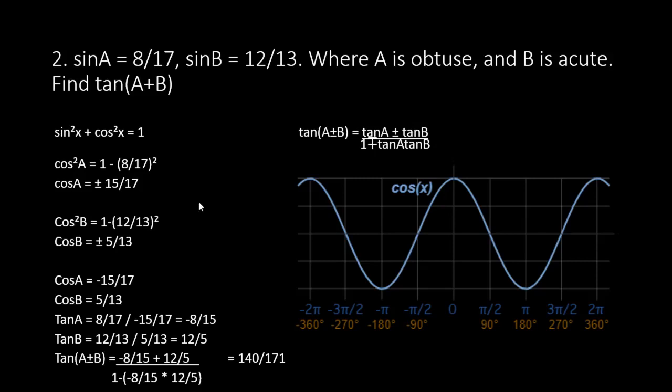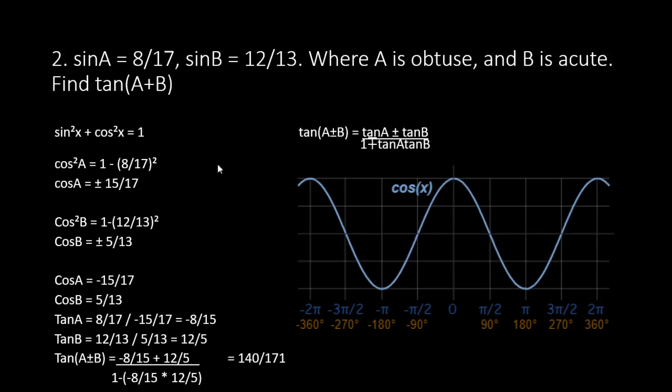So to choose whether cos B is plus or minus, B is acute, meaning that it's below 90. So here's 90 degrees. It's below that. So that means this graph in this 90 section is above the x-axis, so it's positive. That means that cos B is positive, so it's just 5 over 13. It's not minus 5 over 13.